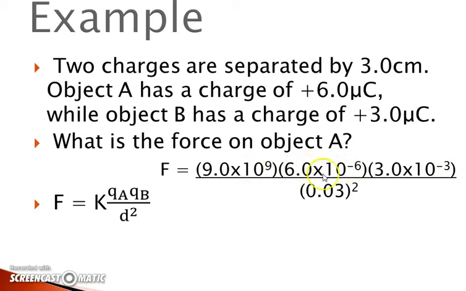So we have our object A, we have QA, we have QB, and then we're going to divide by D squared. And again, this is in centimeters. It needs to be in meters, so of course we'll convert. And when you go ahead and plug this in as it sits, again, make sure you use 10 to the negative 6th. You should get roughly 180 newtons.